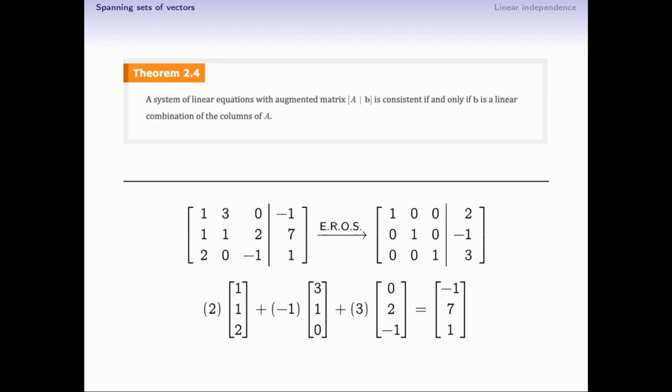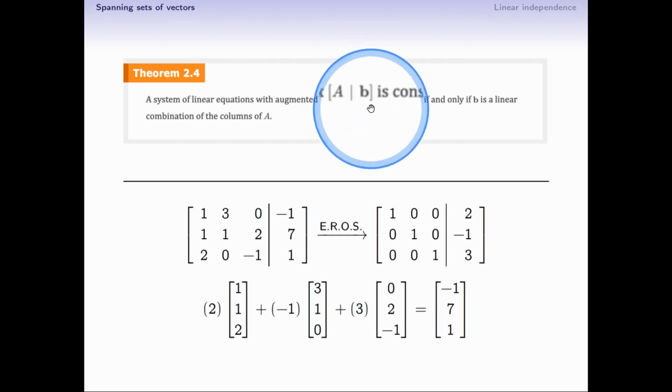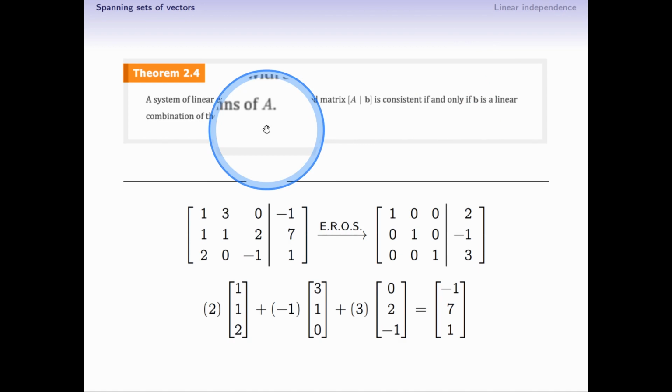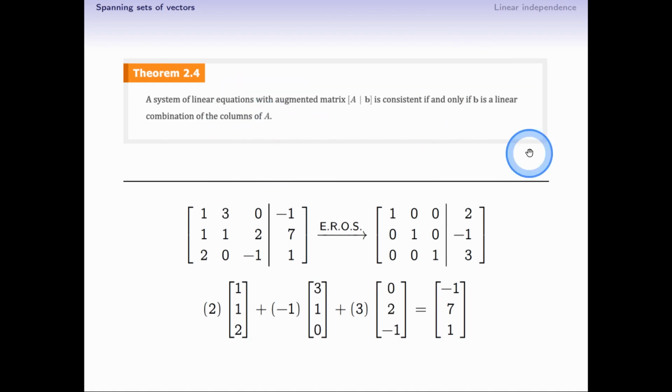Let's look at theorem 2.4. A system of linear equations with augmented matrix A, B is consistent if and only if B is a linear combination of the columns of A. Now, in the last few problems, we have been essentially studying this theorem, at least in this reverse direction. We've been looking at the following problem.